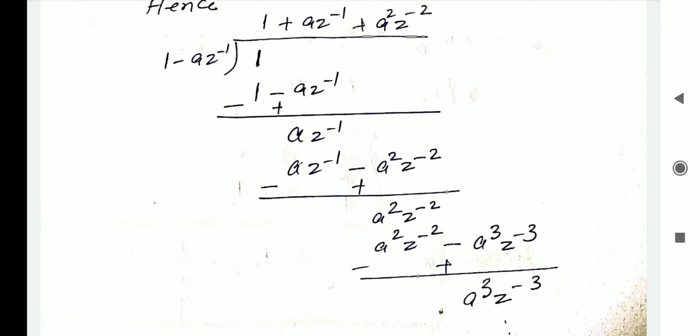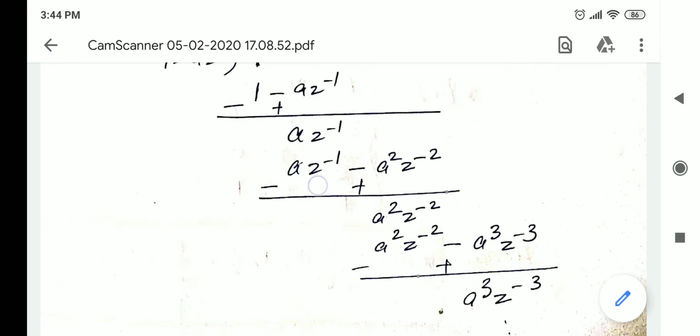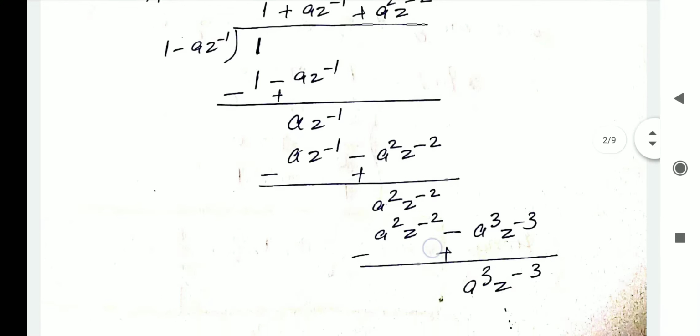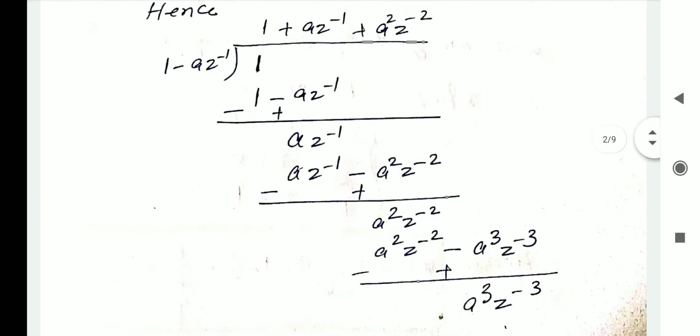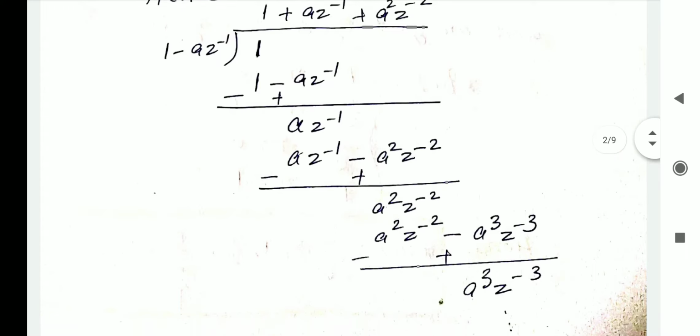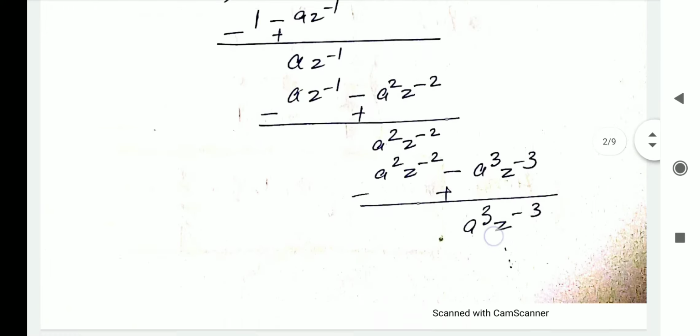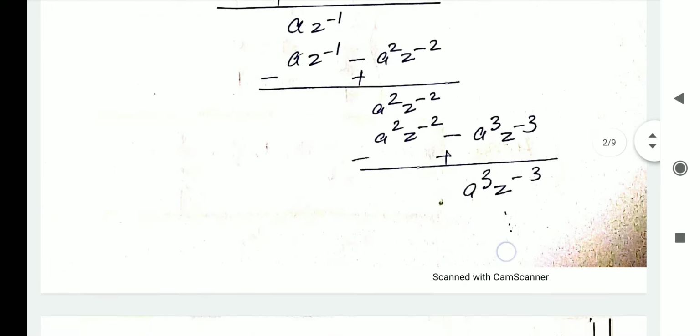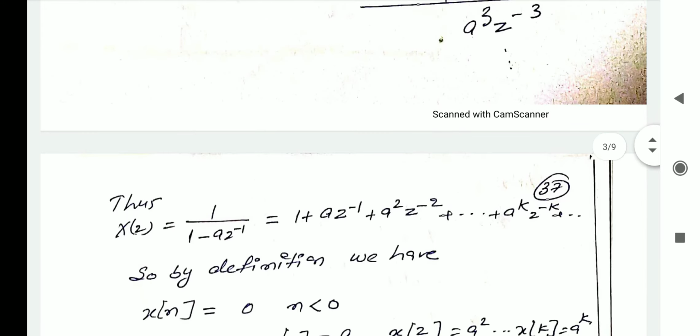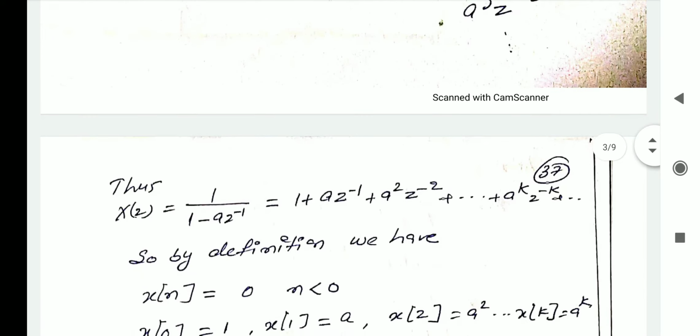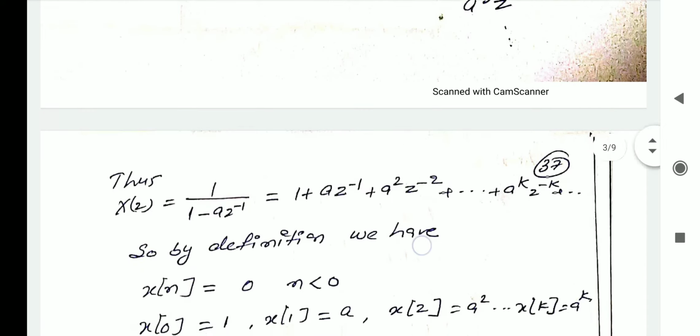So again subtracting this, this term will get cancelled out. This can be written as a square z to the power minus 2. Again dividing it by this, here in the quotient we will have a square z to the power minus 2, and this gets this one. So this goes on, this will be a continuous series. So we can write our X of z as 1 by 1 minus a z to the power minus 1.